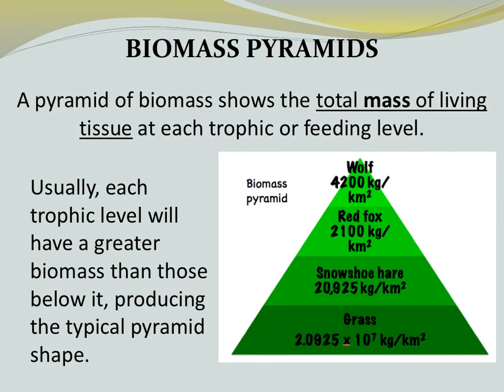A pyramid of biomass shows the total mass or weight of living tissue at each trophic or feeding level. Usually, each trophic level will have a greater biomass than those below it, producing the typical pyramid shape.